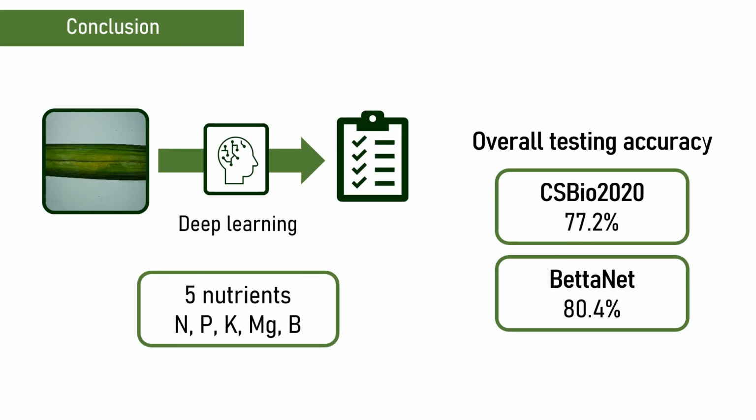To conclude, this project collected data of nutrient analysis and photos of oil palm leaves, then used deep learning to classify photos into 3 groups of each nutrient, which are deficiency, normal, and excess. The overall testing accuracy of 5 models is 77.2% for CS-BIO 2020 and 80.4% for BetaNet.